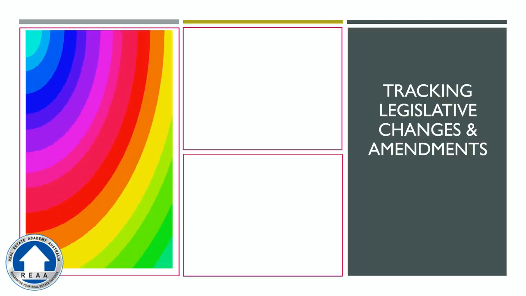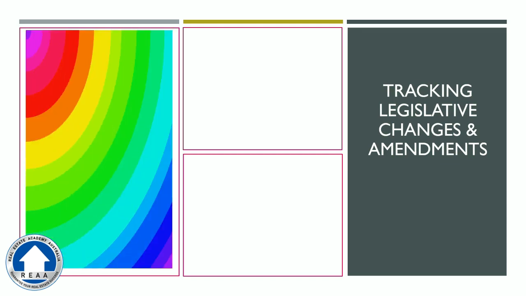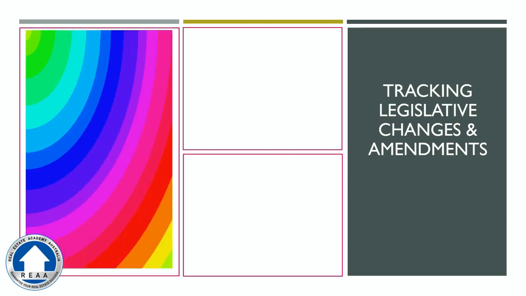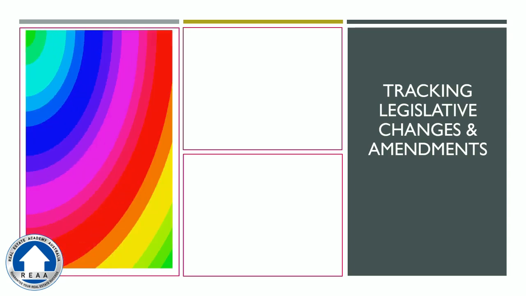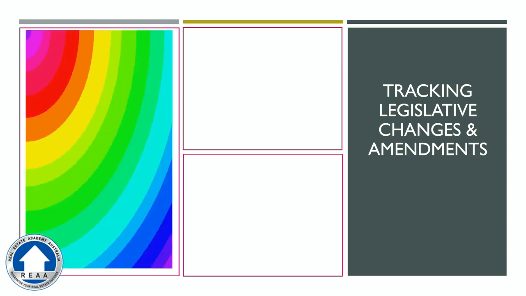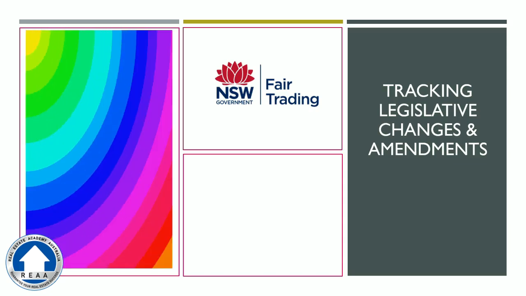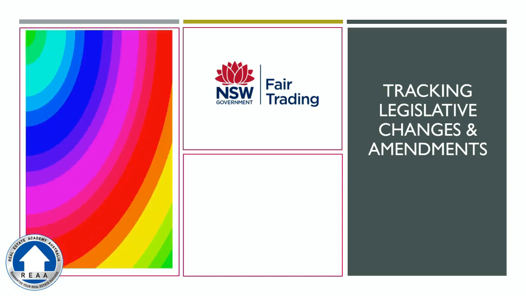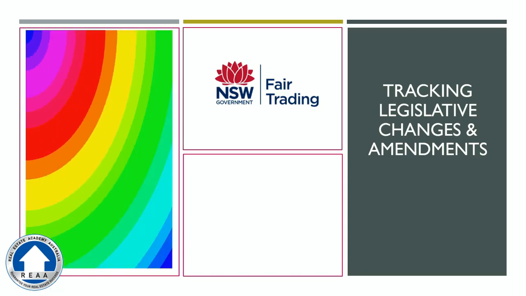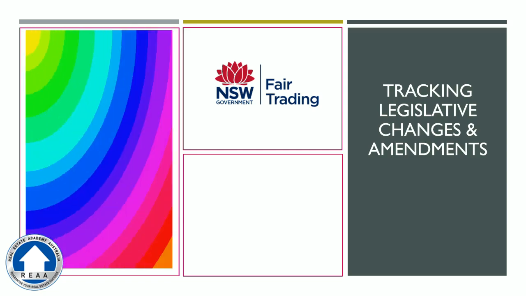The final topic for this video is tracking legislative changes and amendments. Tracking changes and amendments to legislation will ensure that you continue to comply with the legislation at all times, and in turn avoid hefty fines as well as possible disciplinary action. Periodically checking the New South Wales Fair Trading website can be one way of tracking changes relevant to real estate. That, of course, is not going to allow you to be aware of any changes for Commonwealth legislation.